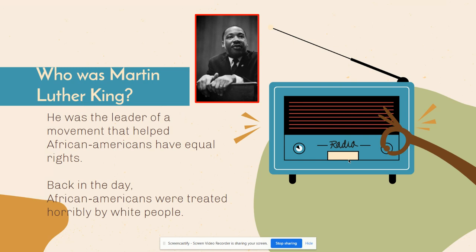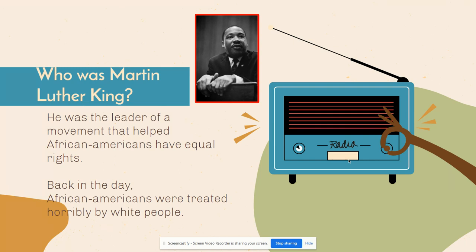So, this guy right here, his name is Martin Luther King. He was the leader of a movement that helped African Americans have equal rights. So, again, back in the day, African Americans, they had almost no rights. They were treated unequally, basically. And he saw that and he was like, wait a second. No, stop. This is unacceptable and we have to fight for this, right? And he fought for that. He fought for African Americans.